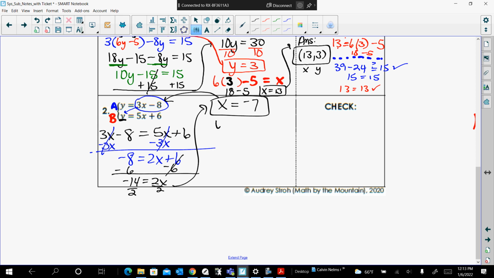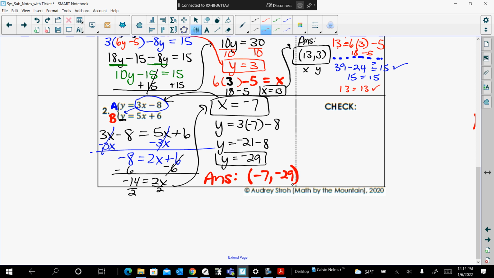So in the circle is y equals 3x minus 8. Now parentheses, negative 7 for x, minus 8. So that would be negative 21 minus 8. What is my y going to equal? Negative 21 minus 8, negative 29. So the answer, the ordered pair, which is your answer, is negative 7 comma negative 29. Are we okay on that?